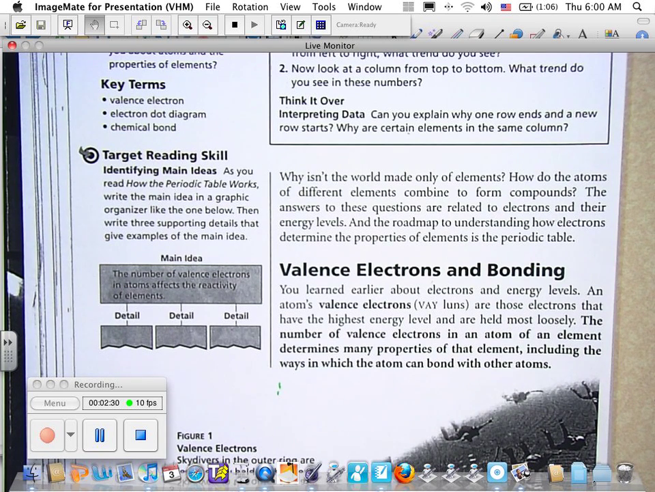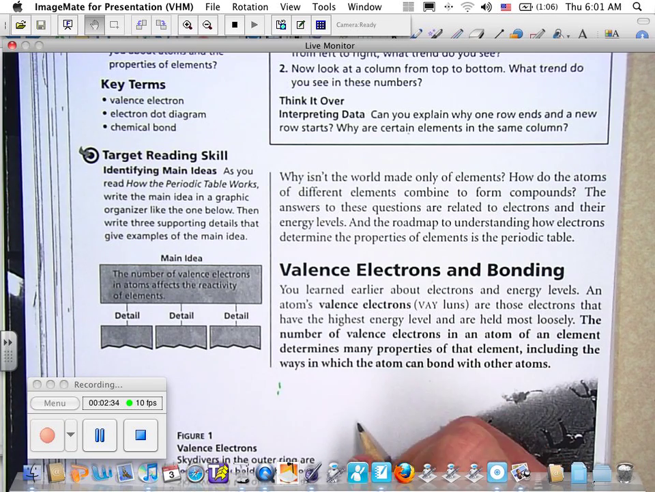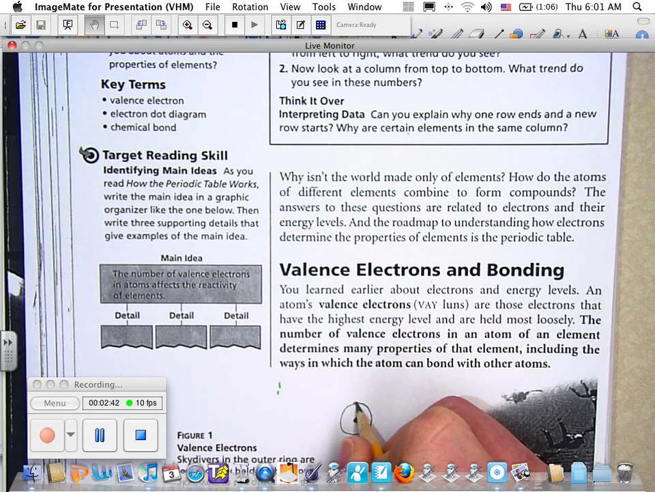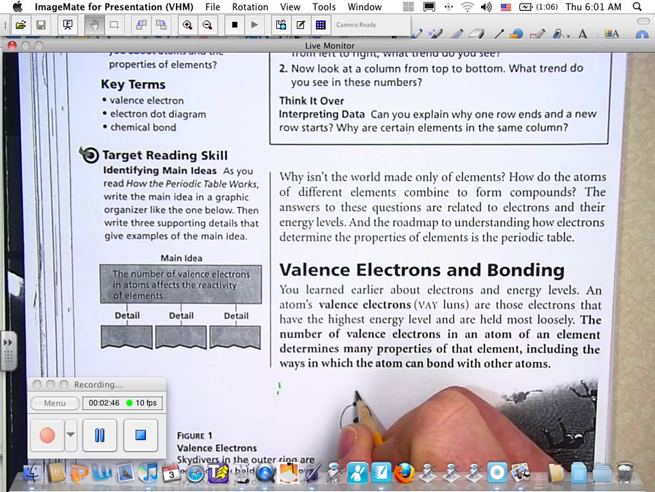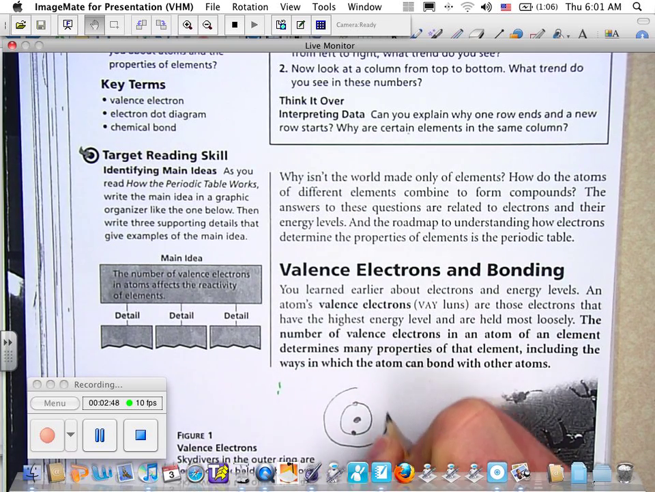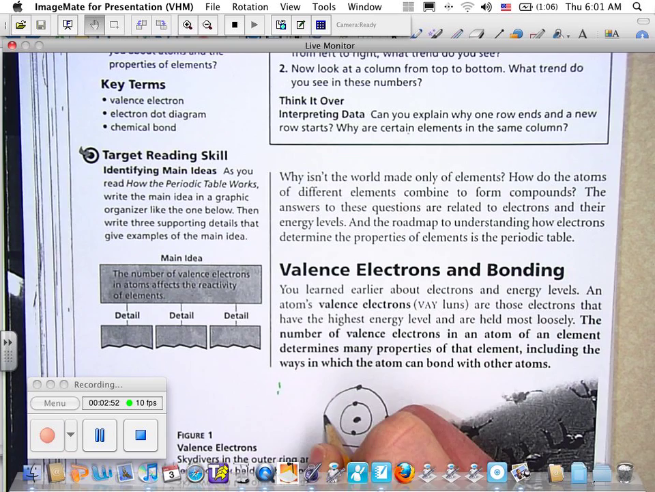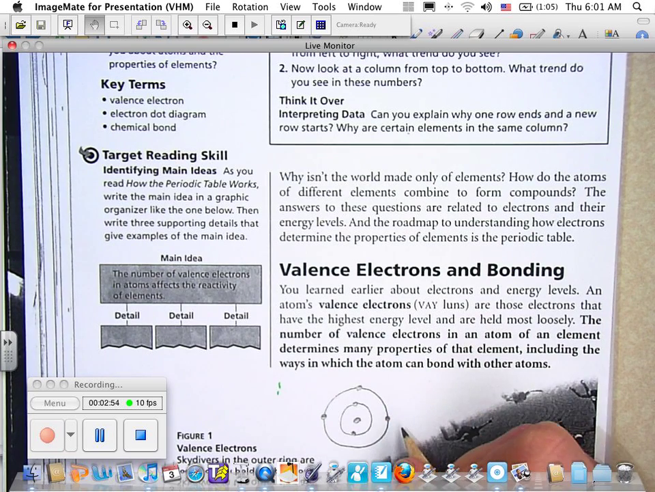To help you understand valence electrons a little bit better, I'm just going to draw a little atom right here. Here's the nucleus. We all know what that is. And I'm going to draw two little rings around it. In the first ring, I'm going to have two electrons right here and right here. And on the second ring, I'm going to have three electrons. 1, 2, 3.